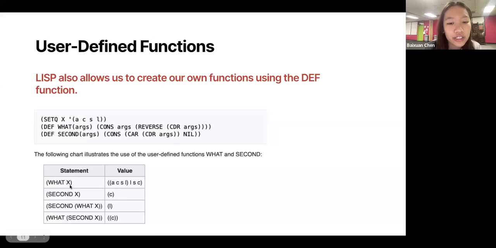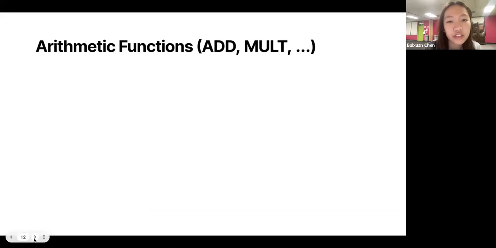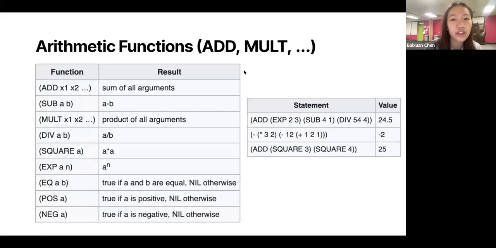Okay, so let's keep going to some arithmetic functions. These arithmetic functions are pretty self-explanatory. Adding is adding, subtracting is subtracting, multiplying is multiplying, and here's just a table. Some different ones are EQ A B, which returns true if they're equal and false otherwise. POS returns true if A is positive, and NEG returns true if it's negative. So here we can see that they're just using simple arithmetic operations.